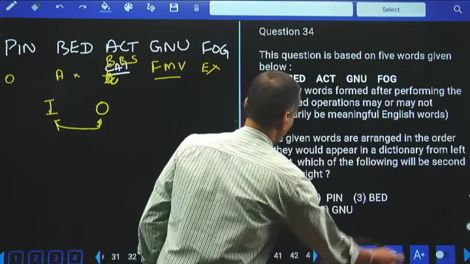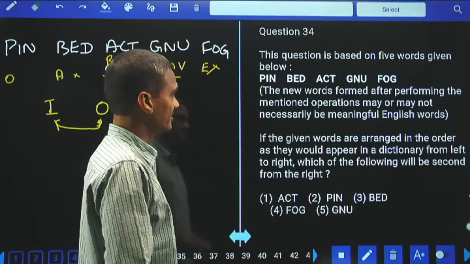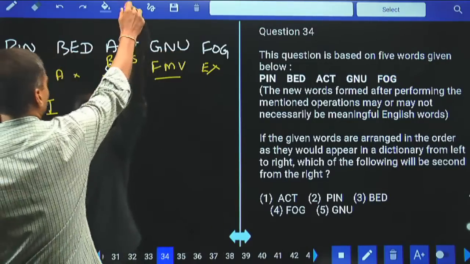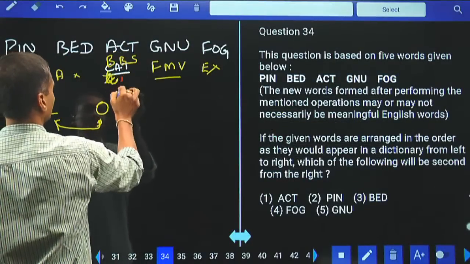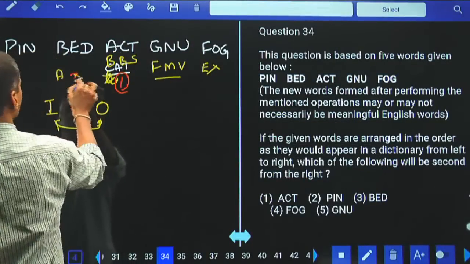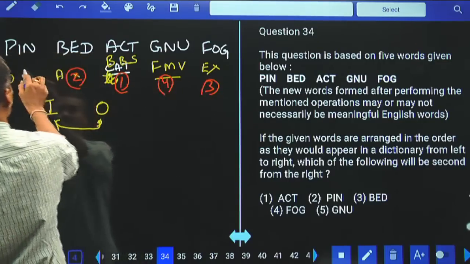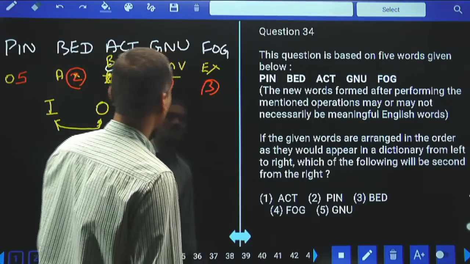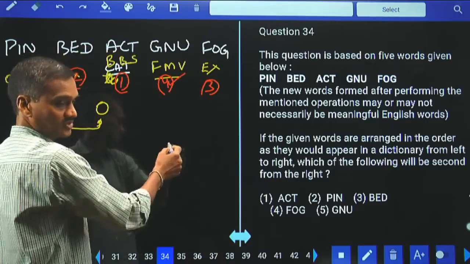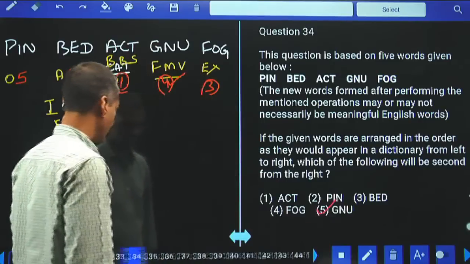Then 34. Now in this 34, if the given words are arranged in the order as they would appear in the dictionary from left to right. Dictionary means alphabetical order, so give the numbering here. Which is the first one? Act. This is 1 and bed is 2 and next one, FOG, is 3. GNU is 4 and pin will be 5. Give the numbering rather than arranging them. Then which of the following will be second from the right? Second from the right is nothing but the fourth position. What is the fourth one here? GNU. GNU, that is choice 5, question number 34.